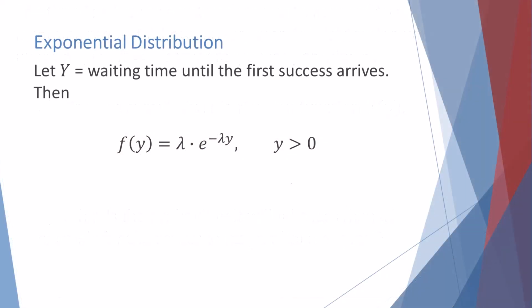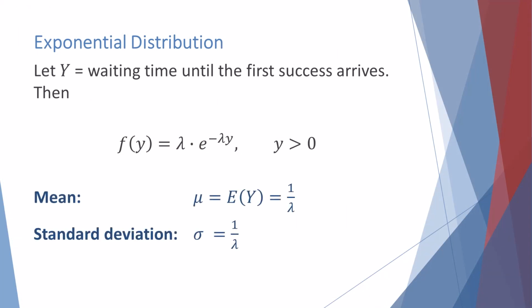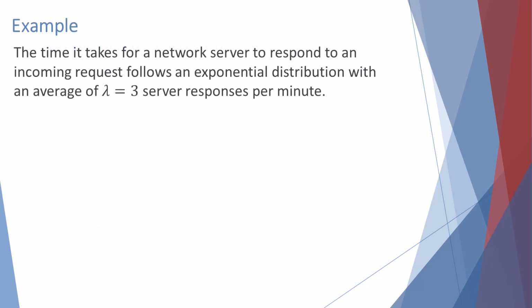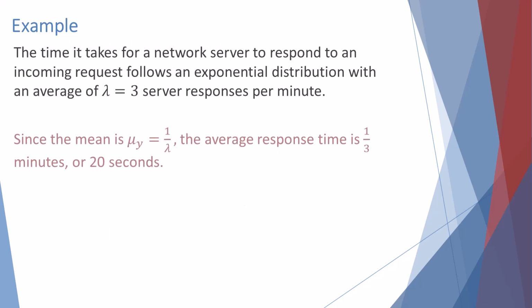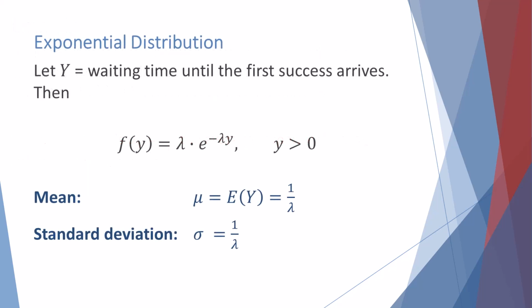If y follows an exponential distribution with parameter lambda, the mean and standard deviation are both given by 1 over lambda. So in the last example, if there are an average of lambda equals 3 responses per minute, then the average response time is 1 over 3 minutes, or 20 seconds. The moment generating function is given by m sub y of t equals lambda over lambda minus t, and here t is less than lambda.